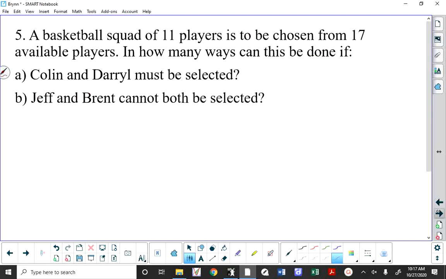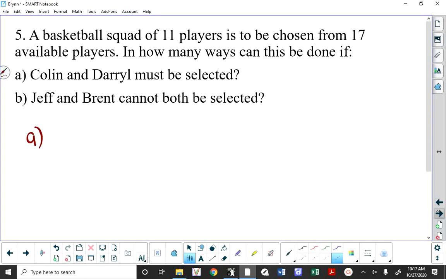All right, number 5, you are going to be choosing 11 basketball players out of a pool of 17. And A says Colin and Daryl, who are inside of that pool of 17, must be selected. Now, let me show you a very clinical way of doing A, and then I'll show you how I would kind of reason it out in my head.